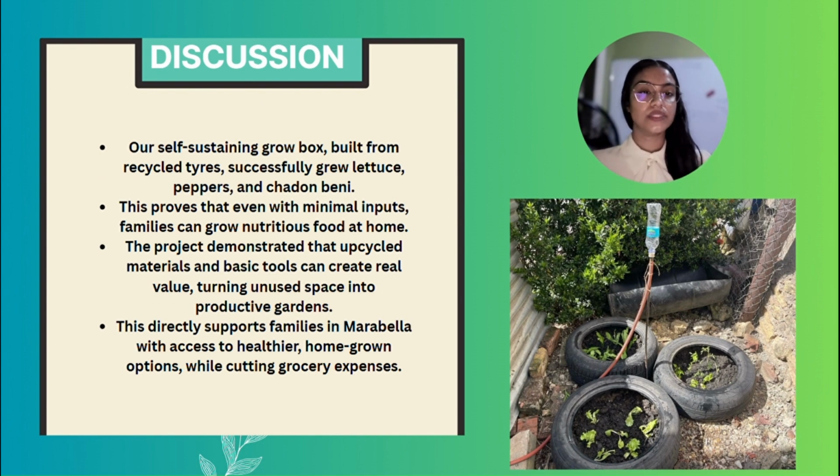One of the most important outcomes of our project was seeing how well the self-sustaining grow box actually works in real life. Using only 3 recycled car tires, compost-enriched soil, and a gravity-fed drip irrigation system, we were able to successfully grow lettuce, shadow benny, and peppers, all crops that are in high demand in local households. What's significant here is that the system worked with minimal inputs: no electricity, no chemical fertilizers, and no complicated tools.